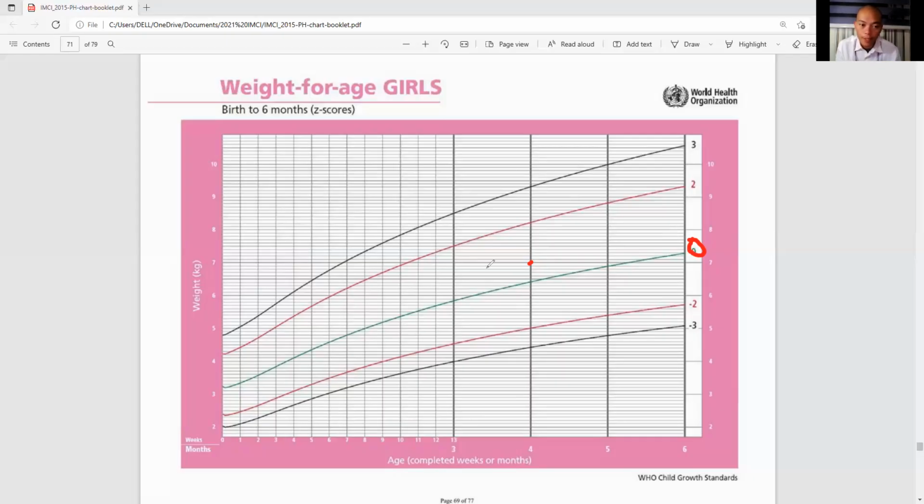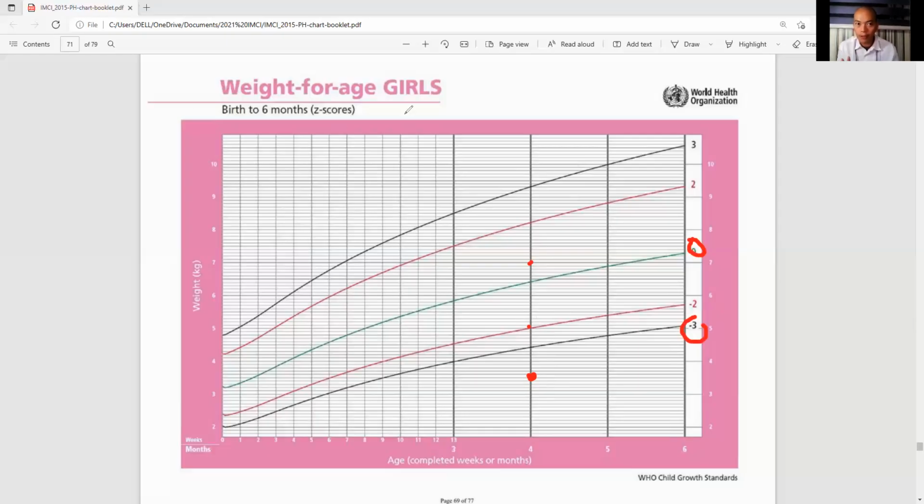The opposite here: if the child is 4 months and let's say the weight is only around 3 kilos, 3 kilos will be here. Okay, 4 months to 3 kilos, around that line. We are already very under -3. So it means that the child is very malnourished, undernourished, because it is -3. It doesn't even reach -2. She is even below -3, so the z-score is -3. So this is your weight for age for girls.